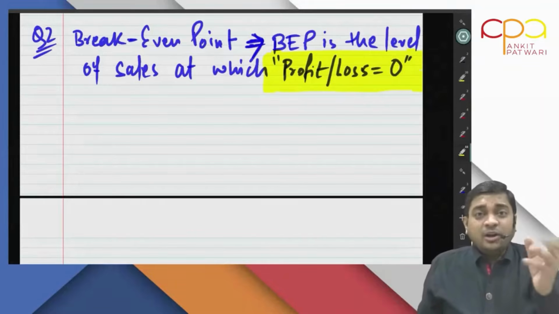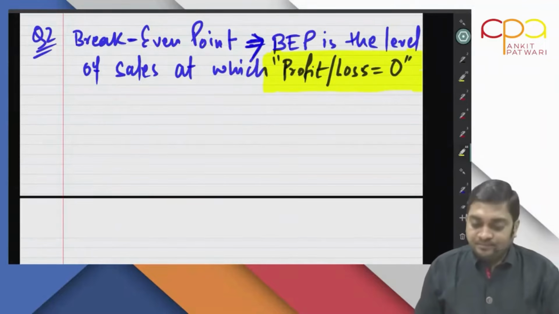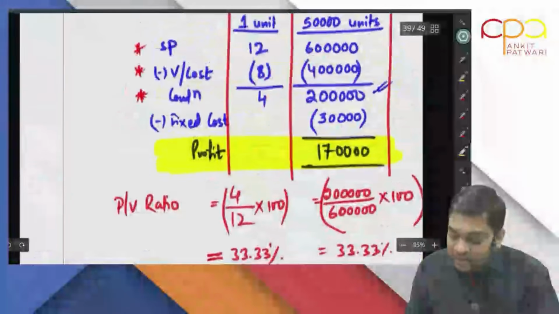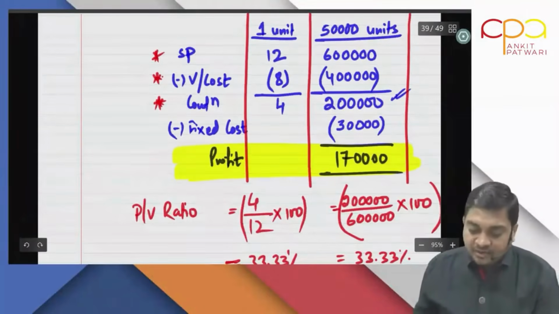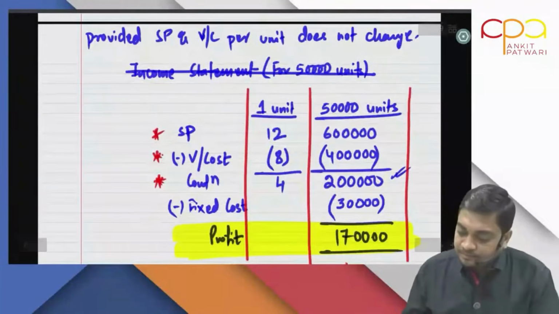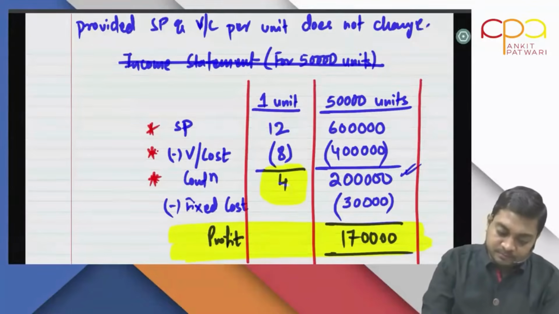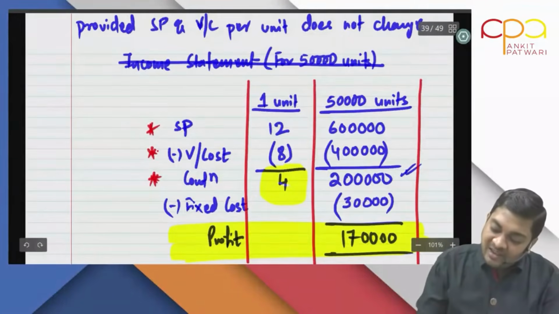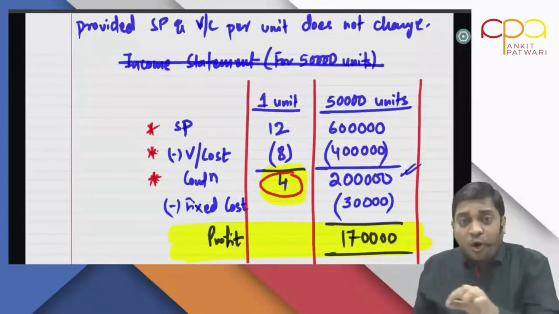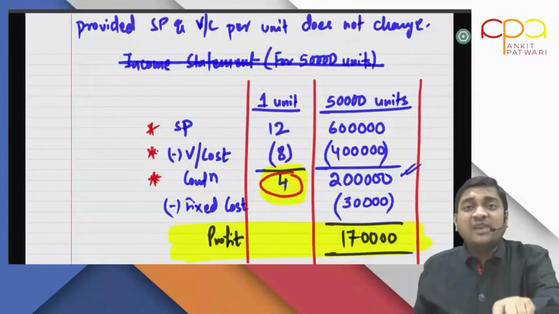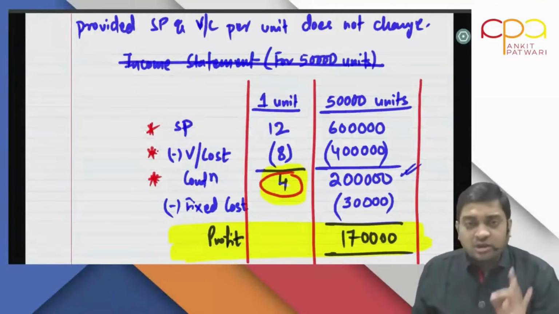Right? Now I can do it orally. After paying variable cost, how much is left? 4 rupees, which is my contribution. Can anyone see? After paying variable cost, how much is left? 4 rupees. So break even means no profit, no loss. So this 4 rupees is what remains after paying variable cost, but still fixed cost is pending. How much is fixed cost? 30,000.